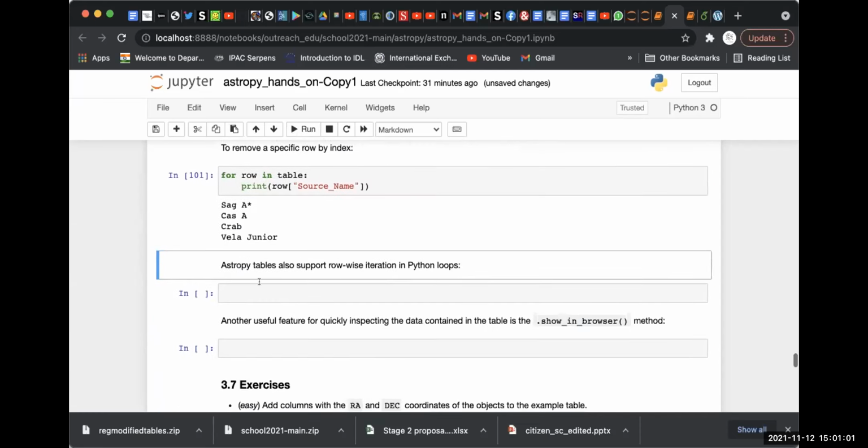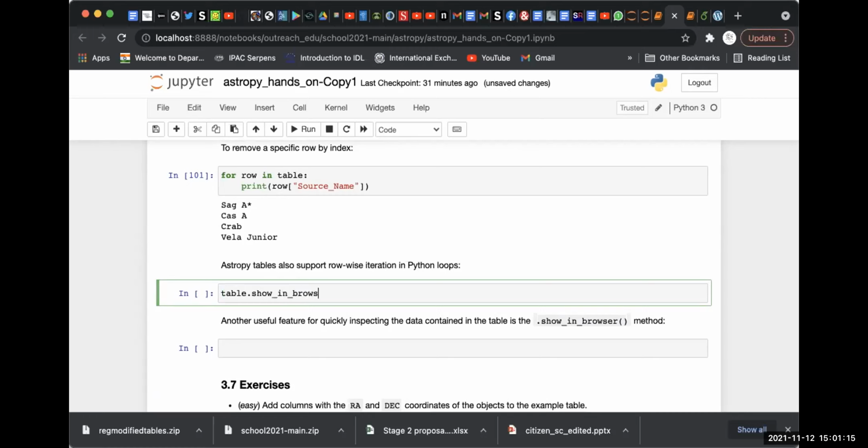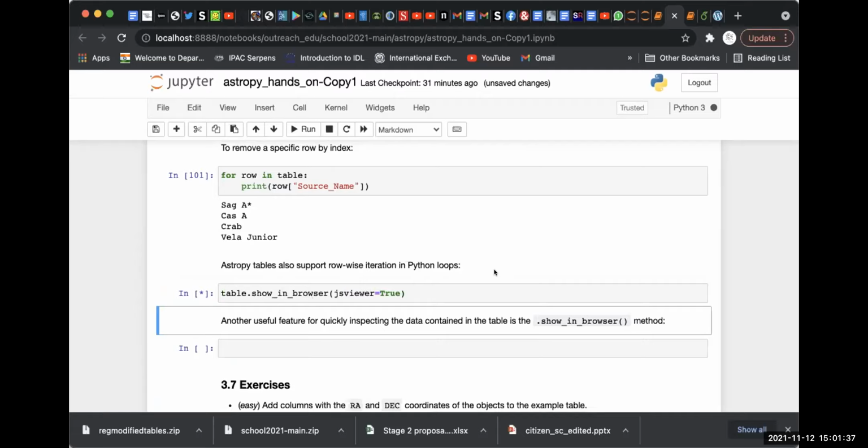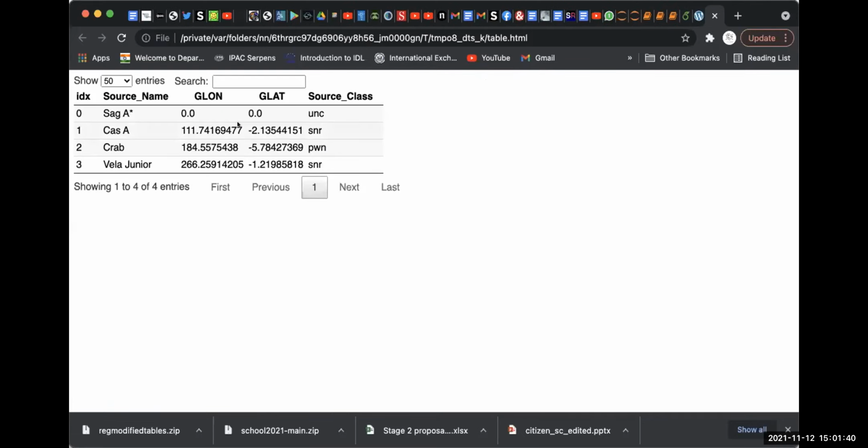Now there's another interesting thing which can be done with tables, which is, for example, if you want to see the table in a browser mode, you can actually say table show in browser, right? And you can put this as the JS viewer. Now you will see that this works out very nicely. Sorry, where is my mistake? Table show in browser. Oh, sorry, this is not equal to. Yeah. So here what you see, I can see the table in my browser.